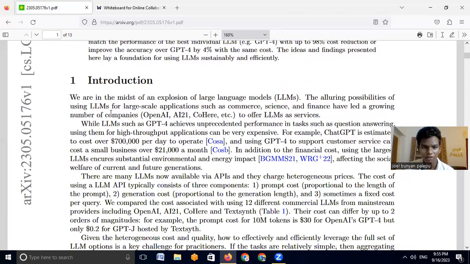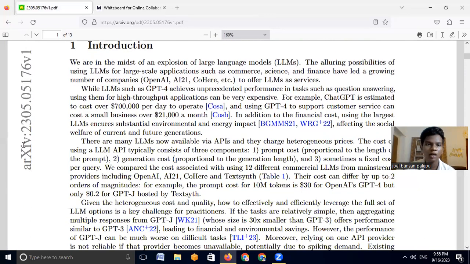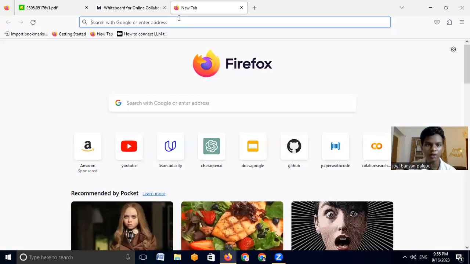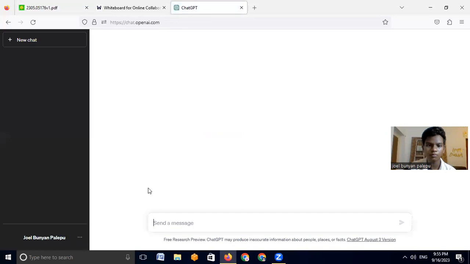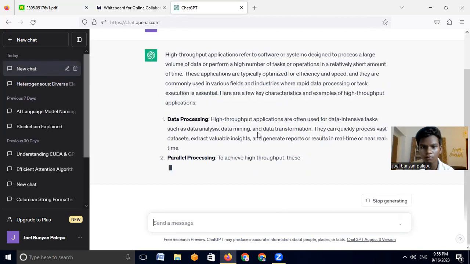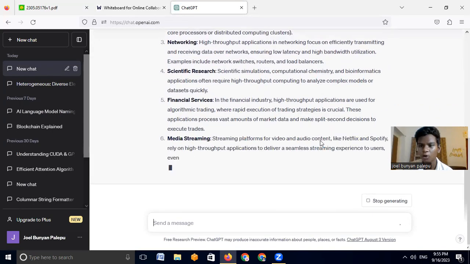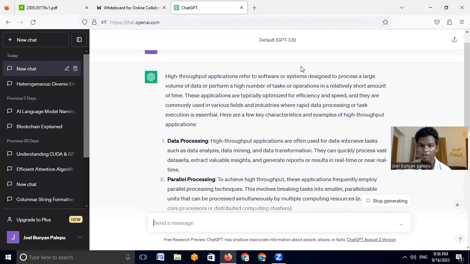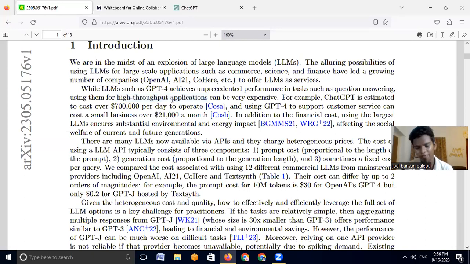All right. Introduction. We are in the midst of an explosion of LLMs. While LLMs such as GPT-4 achieve unprecedented performance in tasks such as question answering, using them for high throughput applications can be very expensive. So I'll just look it up in ChatGPT to see what it means. Definitely expected. High throughput means applications that are designed to process large amounts of data, right? So when we're dealing with large amounts of data, these prices are very expensive.